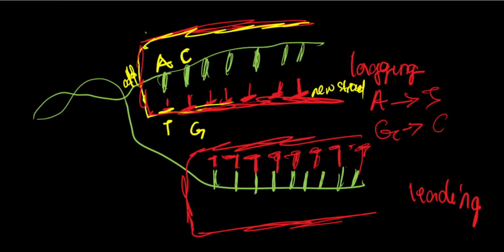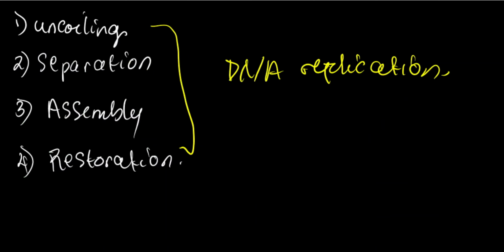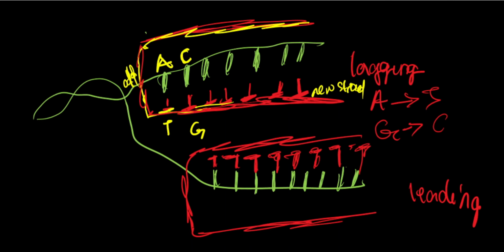So we have considered so far uncoiling, separation, as well as assembly. Now, taking a look at restoration, what exactly is restoration? We have all of these free nucleotide bases attaching to the old strand. So we have this to be the old strand, and say this to be the new strand. Of course, they are forming from the DNA polymerase, which is attaching all of these new nucleotides.